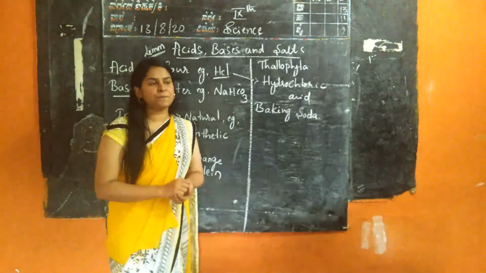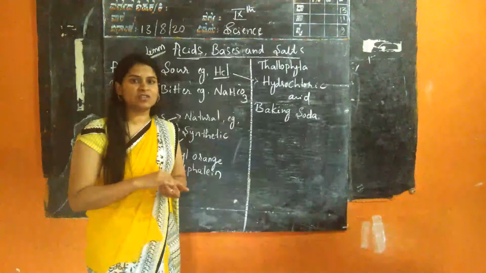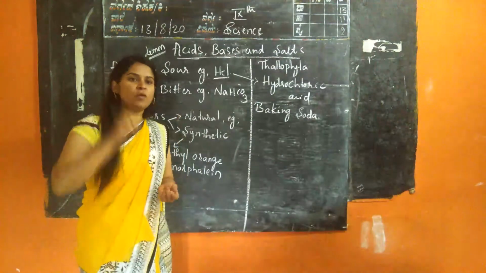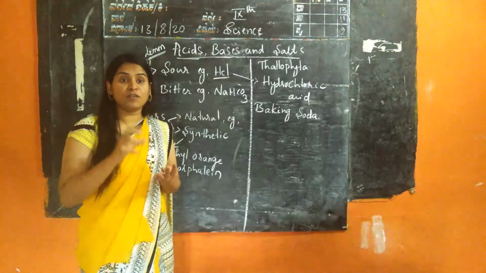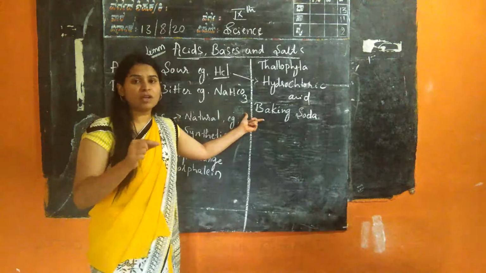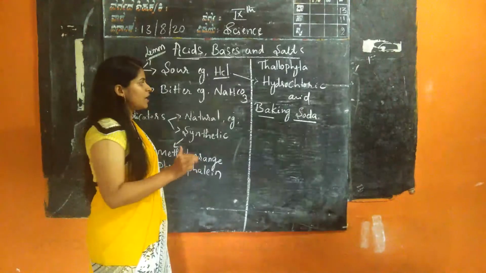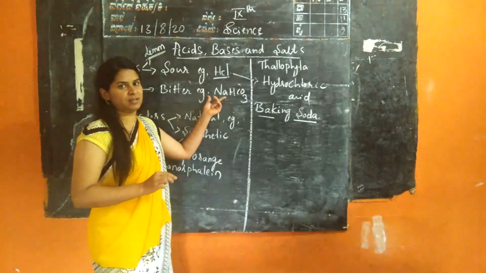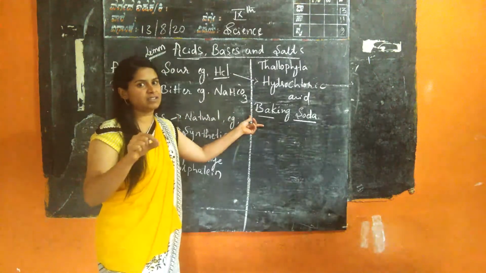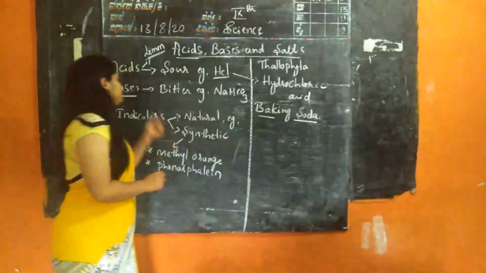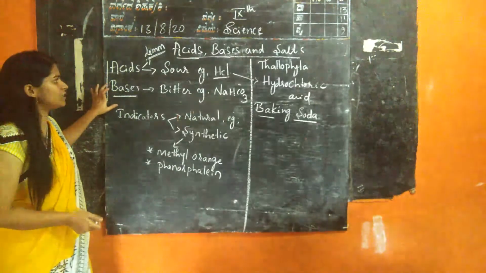You know very well that your mom prepares food material in the kitchen. At that time she uses one powder while preparing dosas, idli and some other food items. That powder is nothing but baking soda. Baking soda is a base. If you go and taste this powder, it has a bitter taste. That's why it comes under bases. Okay, these are some common differences between acids and bases.